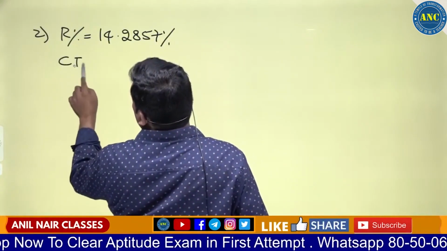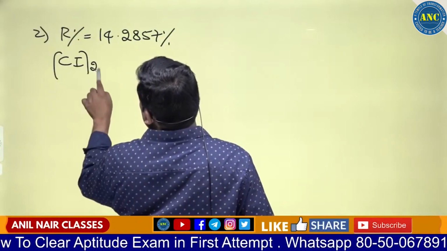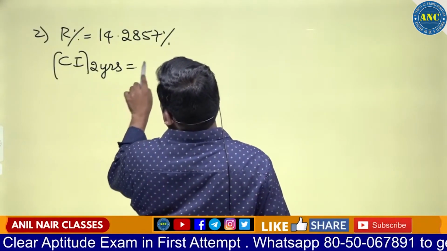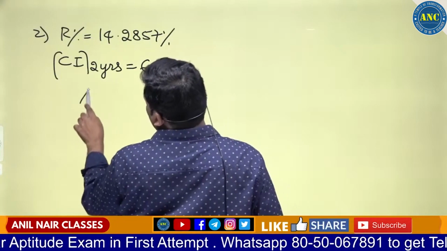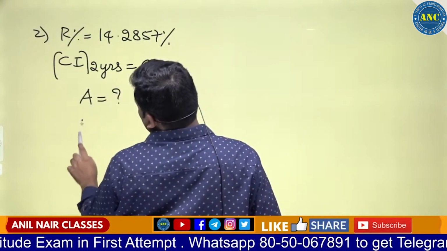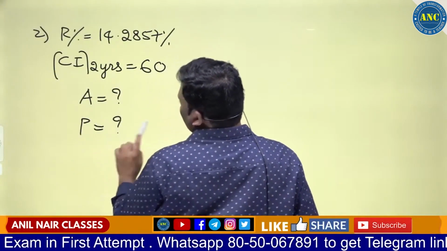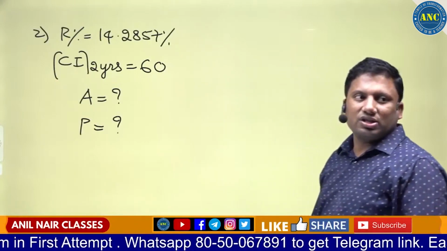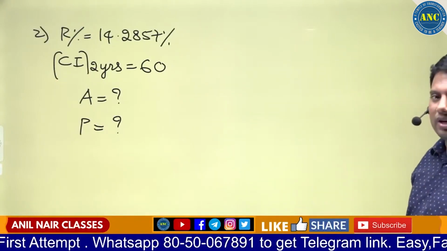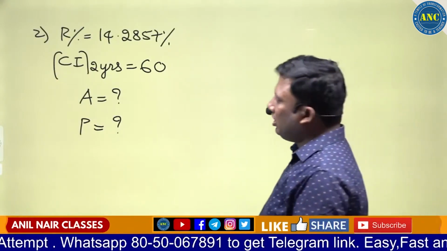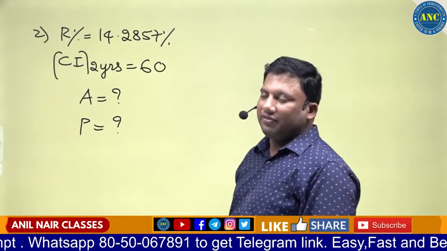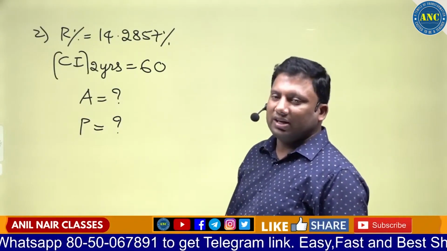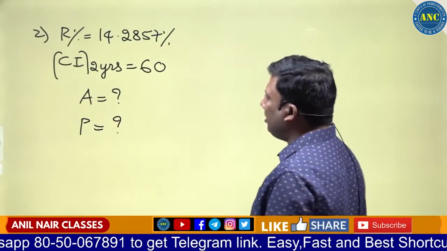14.28%. Compound interest for 2 years is 60. Find the amount and find the principal. Change is given. Initial value and final value we have to determine. R percentage is 14.2857. CI for 2 years is 60. Amount and principal.